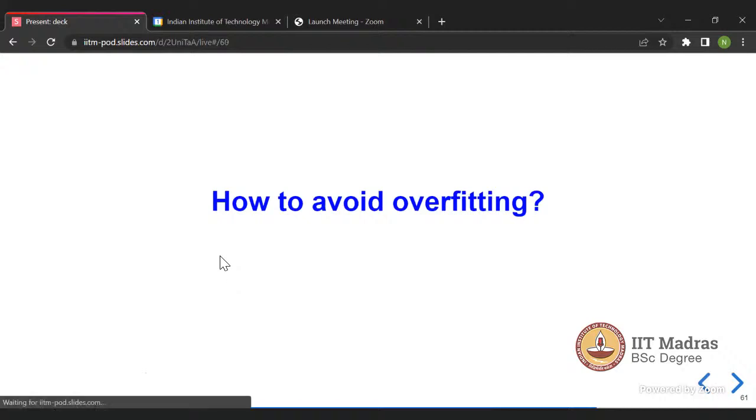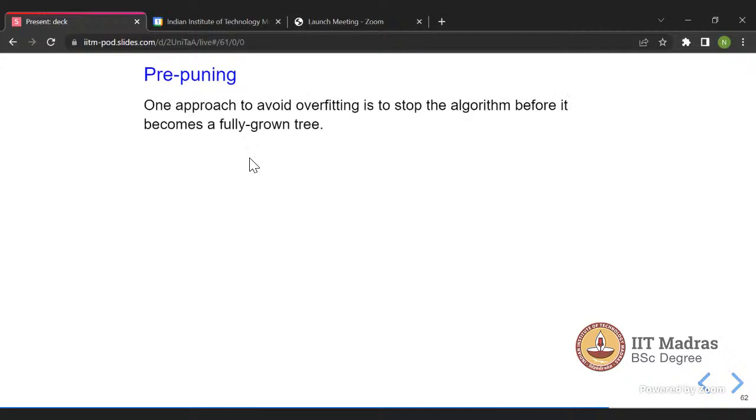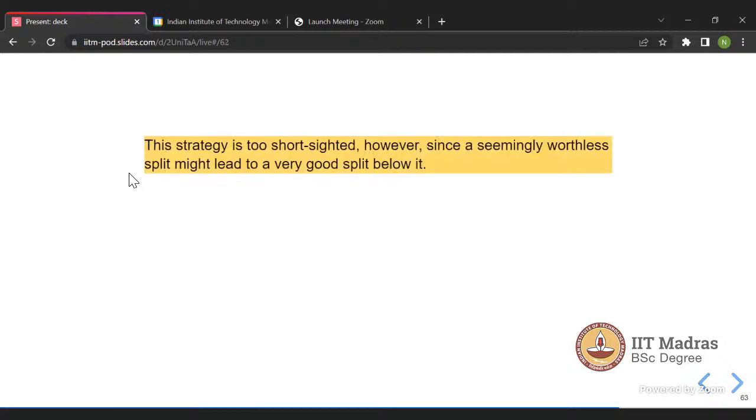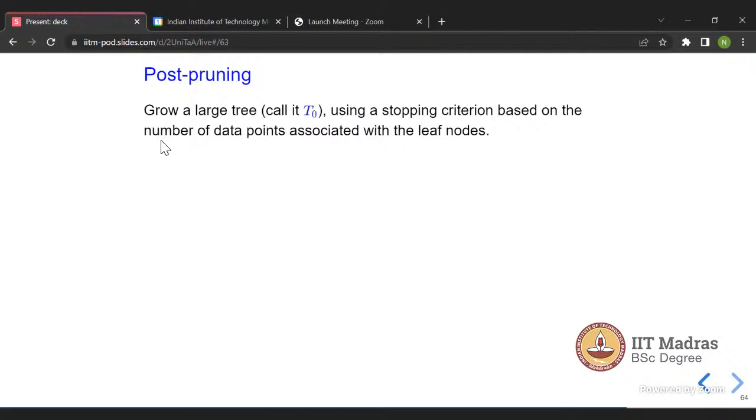So there are two methods to avoid overfitting. One is called pre-pruning. Pre-pruning means just not growing the full tree. Rather than growing the full tree, we stop the tree, and we can specify some threshold for the number of samples in the leaf nodes to stop our tree, or we can stop expanding the tree if it doesn't make much change in the impurities. So this is going to be the stopping criteria for pre-pruning. The next method to avoid overfitting is called post-pruning, and one of the methods is the cost complexity method.